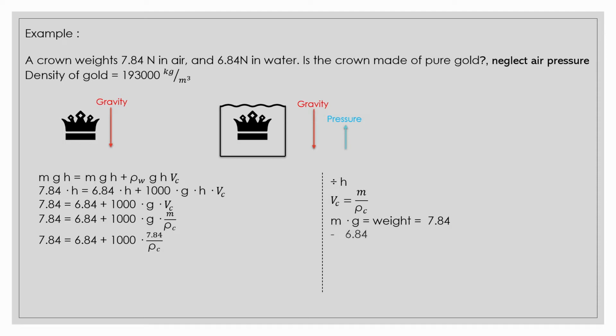We subtract 6.84 from both sides. Then, we multiply by the density of the crown. We can see that the density of the crown is much lower than the density of gold. Therefore, the crown is not made of pure gold.